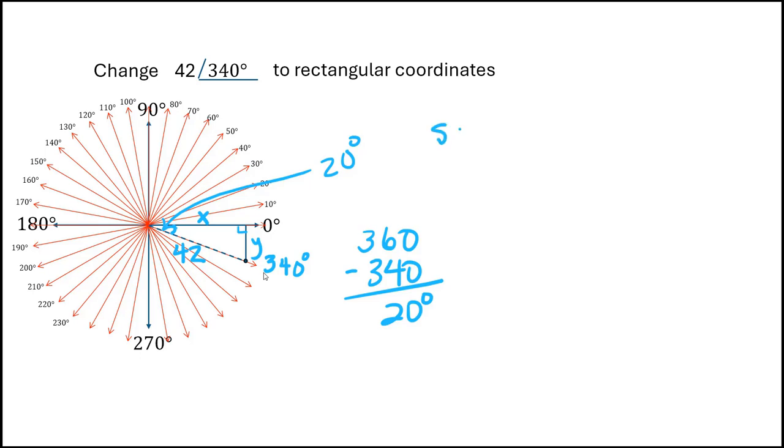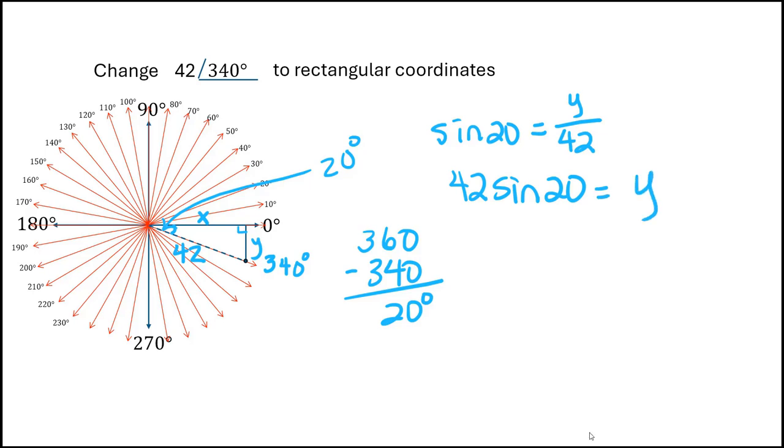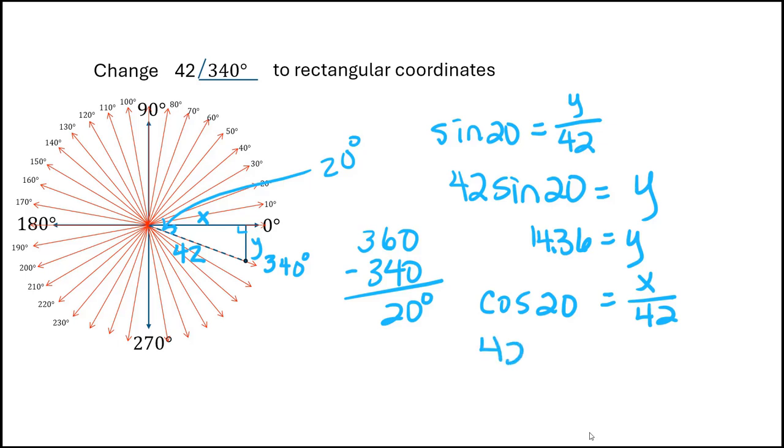So sine 20 is equal to opposite, which is y, over hypotenuse, which is 42. Multiply both sides by 42. Punch it into your calculator. That is about 14.36. Now we'll find x. Cosine 20 is going to be x over 42, adjacent over hypotenuse. And multiply both sides by 42. 42 cosine 20 equals x. Punch that into the calculator. That is about 39.47.